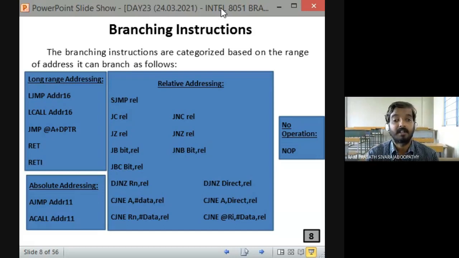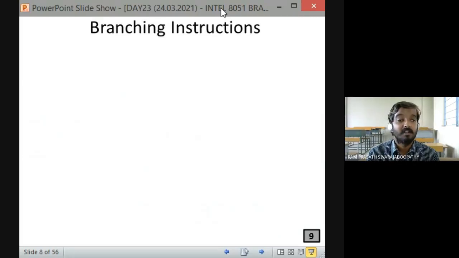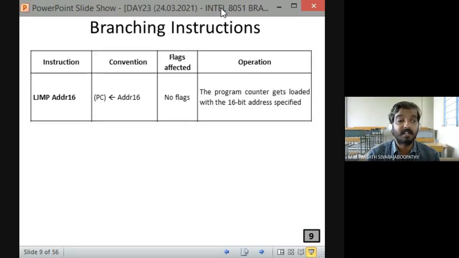Okay, so these are the instructions under the branch group of instructions. Kindly take a screenshot of this slide. LJMP means just the 16-bit address is going to be stored into the program counter.